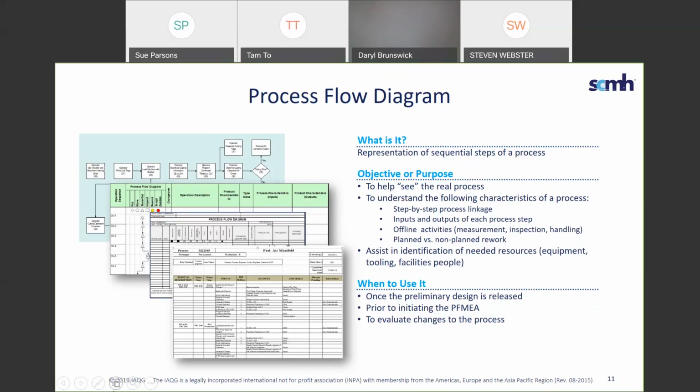Well, when do we use it? In respect to the APQP methodology, the activity should start once the preliminary design is released. It should be built upon the preliminary process flow created in phase 1. That's oftentimes where it starts. It's critical that it happens prior to the process failure modes effects analysis, as it's a necessary input. And then finally, it's updated as the process changes. This is indeed a living document. So once this document is released, the changes must be revision controlled.